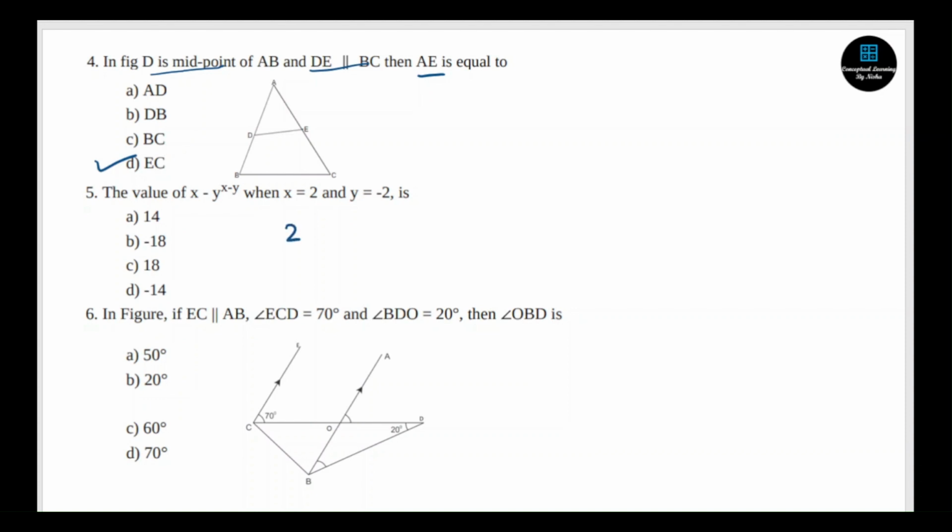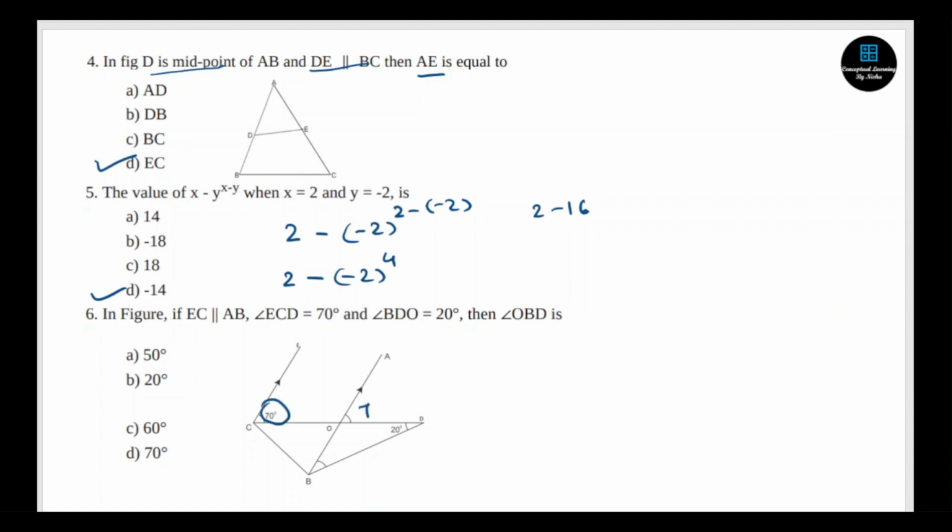So 2 minus (2 to the power 2 minus 2). See, substitute the values carefully, okay, so that you can avoid mistakes. Now what will I get? 2 minus, now 2 minus minus 2 is 2 plus 2. So 2 minus 2 to the power 4. And I'll get this is 16. So 2 minus 16. 2 minus 16 is minus 14. Very easy question. Alright.